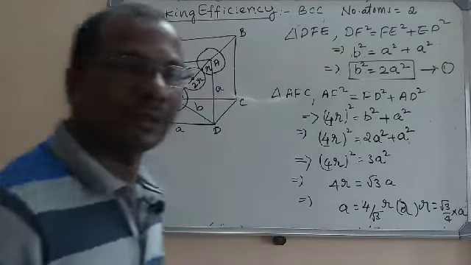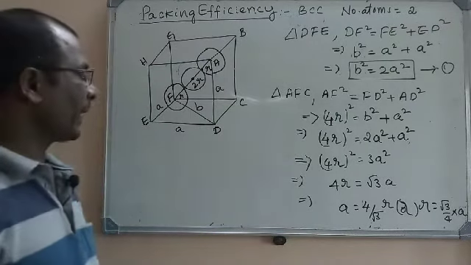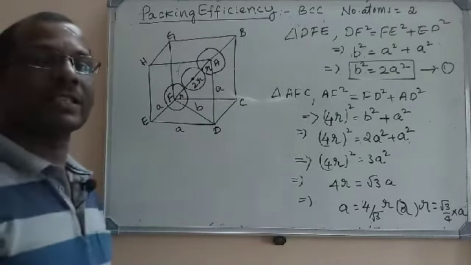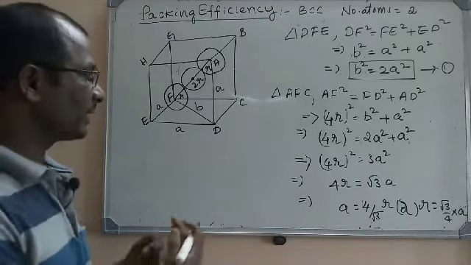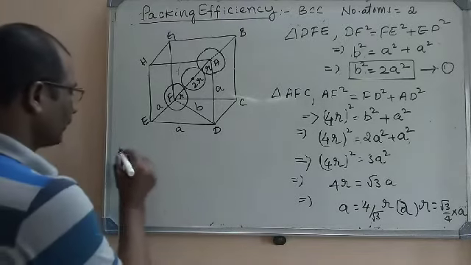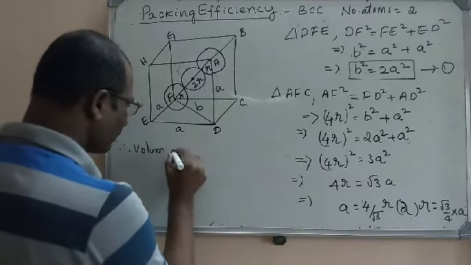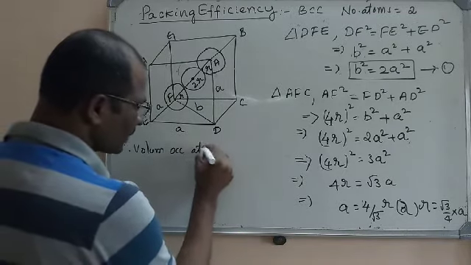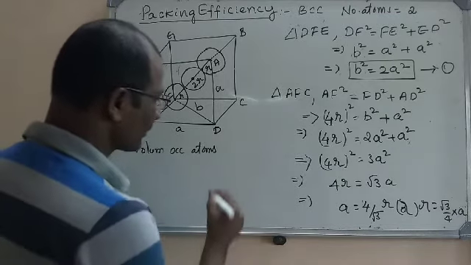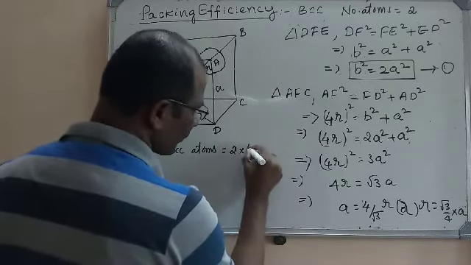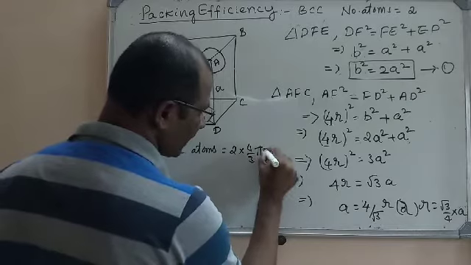a here. Now what is the formula for packing efficiency? Packing efficiency is equal to the volume of the atoms divided by the volume occupied by the unit cell, into 100. But here the number of atoms is 2. Therefore the volume occupied by atoms is equal to 2 into 4 by 3 pi r cube.